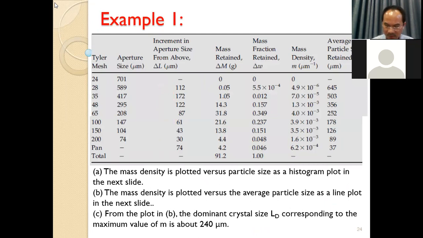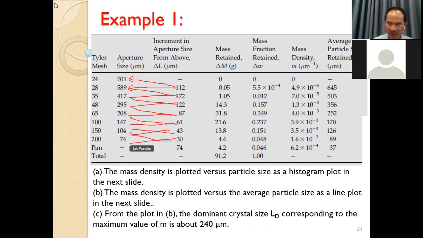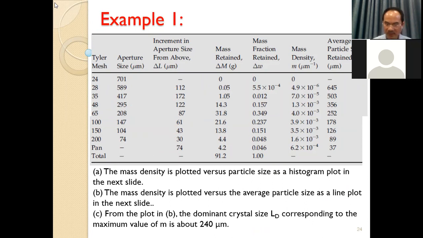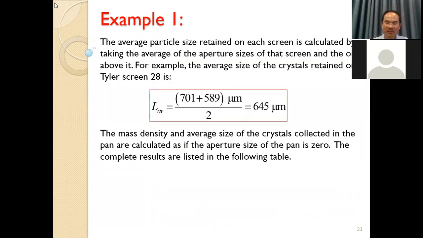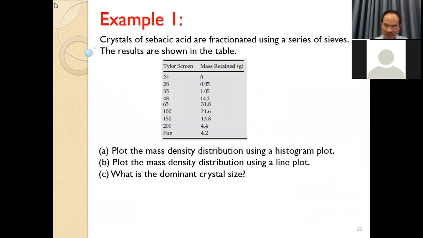Okay, for this table, this is the size for each screen number, and for the pan there is no size, it is zero. And the increment means delta L, the difference between each pair of sizes. And mass retained, you obtain from this column.